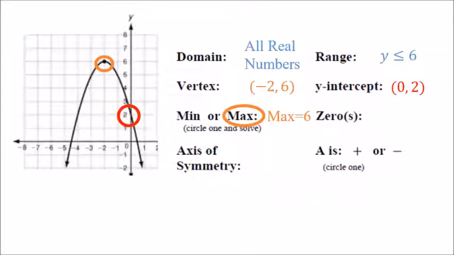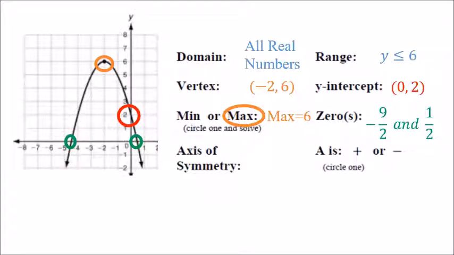My zeros are where the graph crosses the x-axis. So as I put a finger on my x-axis and find where my graph crosses, I see that it crosses here and here. I see that my graph crosses at -4.5 and +0.5. So when I write those as improper fractions, I have -9/2 and +1/2.